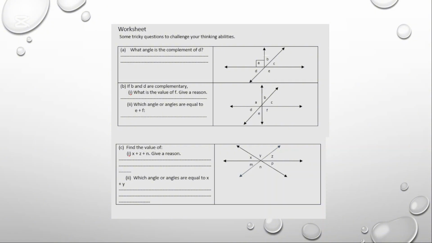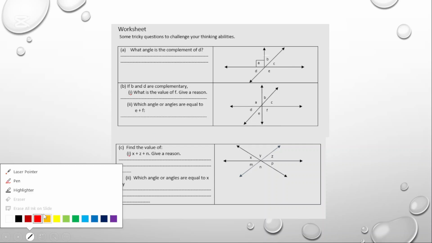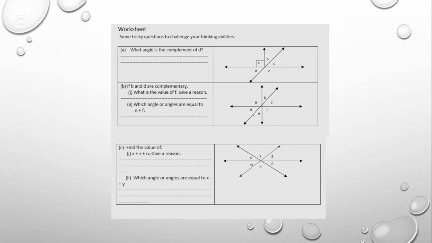What is the value of F? You first have to find A, then you can move to F. Which angle or angles are equal to EF? Here you must look for the intersecting lines. EF is equal to which other two angles? They are vertically opposite which other two angles? I'm not going to tell you.